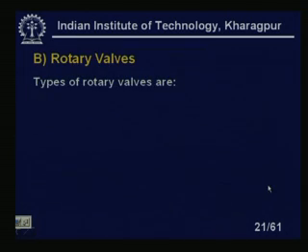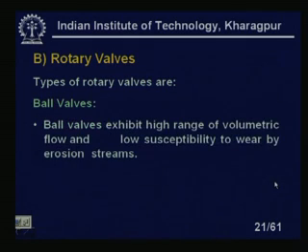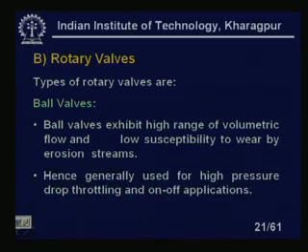Rotary valves. Types of rotary valves are ball valves. Ball valves show a high range of volumetric flow and low susceptibility to wear by erosion streams, right. This is important. This is also true for the butterfly valve. We will see that. Hence they are generally used for high pressure drop throttling and on-off applications.